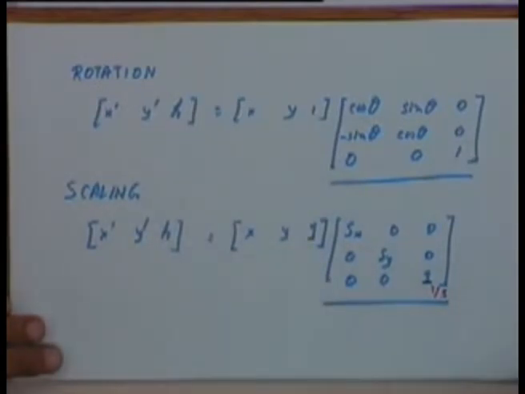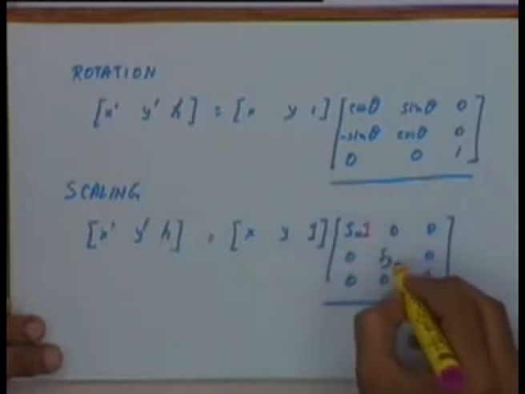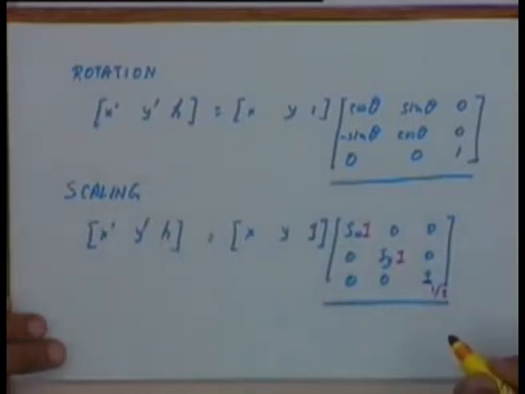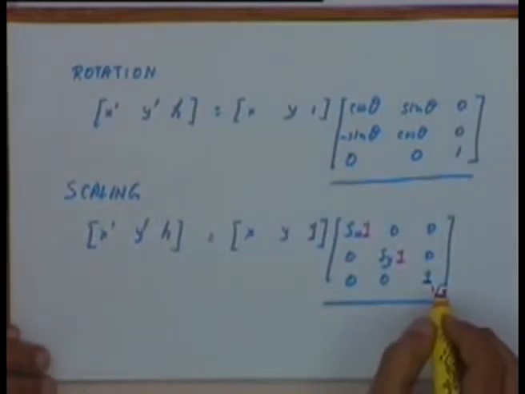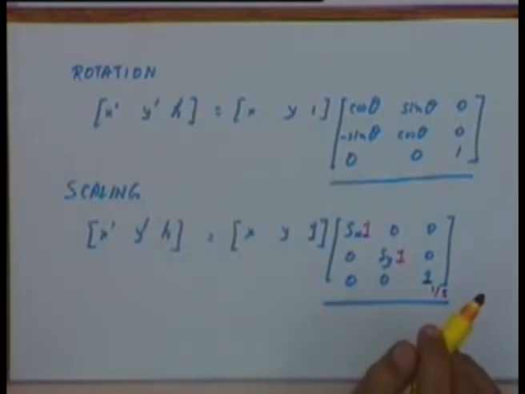Okay, if I change it to 1 over s, and these for the time being are, let's say, both equal to 1, now we will get uniform scaling in the x and the y direction. Not different scaling. We will get uniform scaling in the x and the y direction.